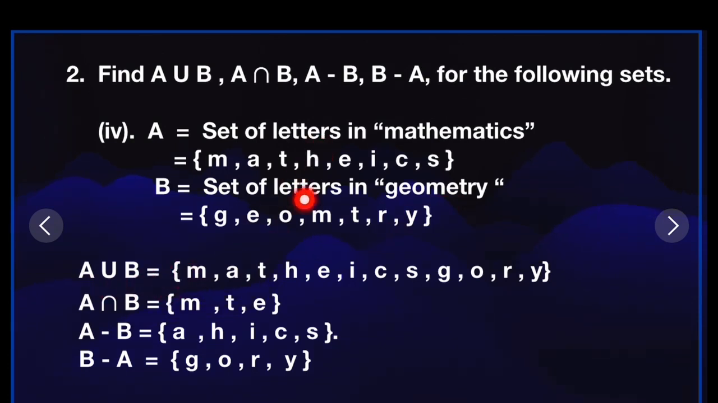A union B, again list out all the elements without repeating any element. A intersection B is the common elements. A difference B is the elements which are only in A, not in B. B difference A, elements which are in B only and not in A.